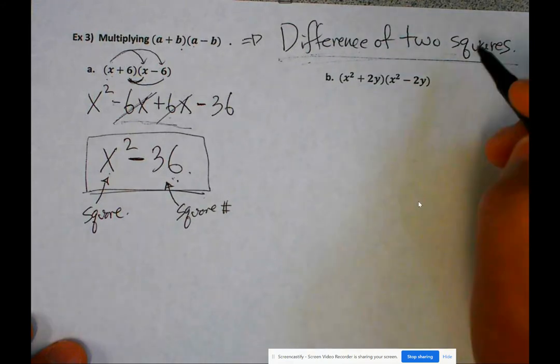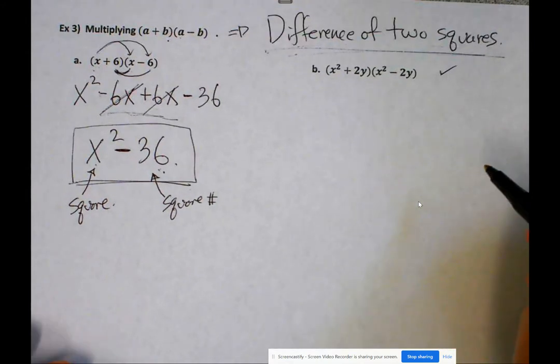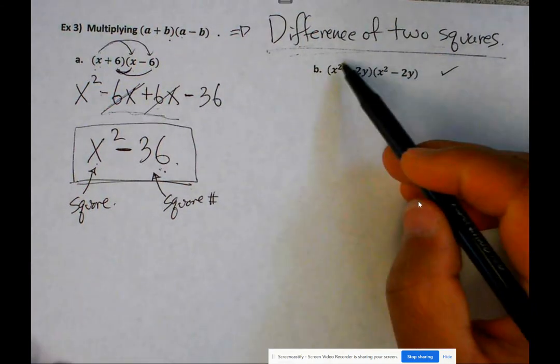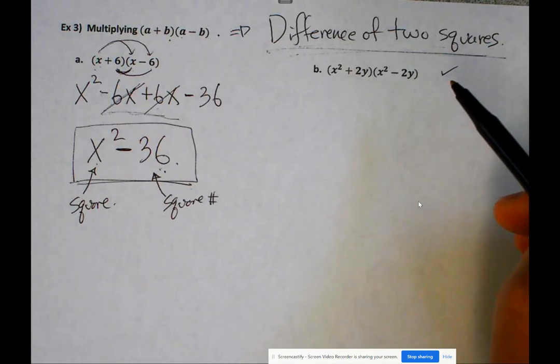Okay, so you can use whatever method for part B. Go ahead and try part B on your own. If you want to use a box method, you can. If you want to use the distributive property, you can. FOIL, you can. Go ahead and try it.